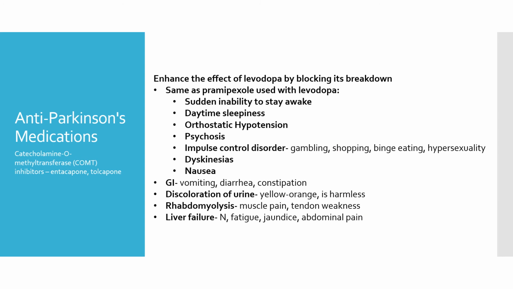Next area are going to be the catecholamine O-methyltransferase, the COMT inhibitors, such as entacapone and tolcapone. These enhance the effect of levodopa by blocking its breakdown. These are going to have the same as pramipexole when used with levodopa, so you got the same symptoms. And then also GI effects and discoloration of the urine, which is going to be yellow-orange, but it's still harmless. But additional here we have new is the rhabdo, so watching for that muscle pain and tendon weakness, that CPK levels. And then you have your liver failure, so watching for nausea, fatigue, jaundice, and abdominal pain.